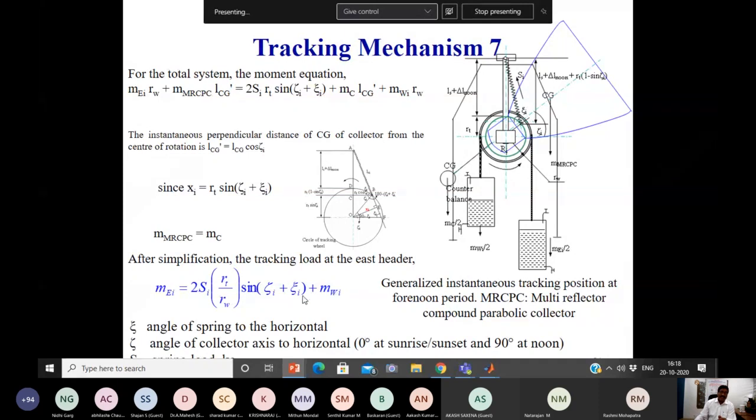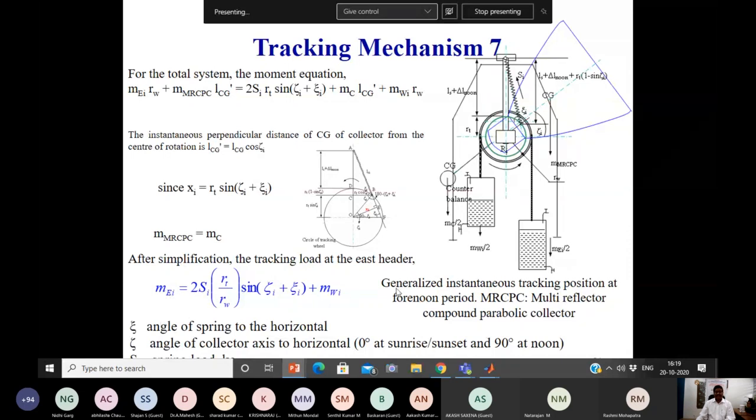The final simplified equation is the variable weight. This variable weight can be controlled to meet the required position. What are my expectations? The minimum incidence angle or zero incidence angle, depending upon the linear concentrating collector or point focus concentrating collector. To meet the requirement or objective, how to control this variable weight, that is the main challenge here.